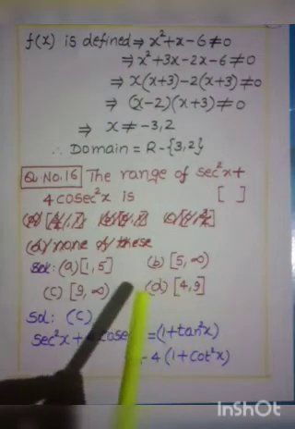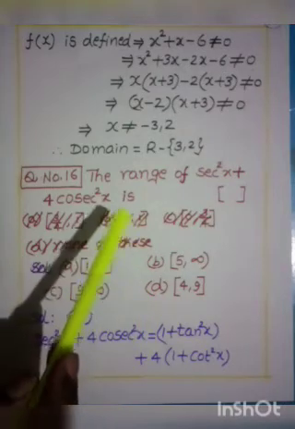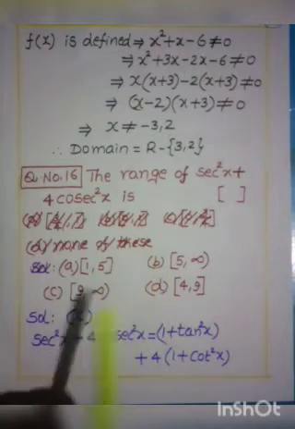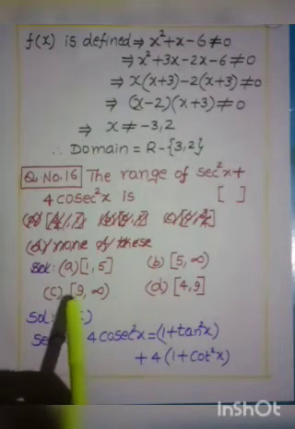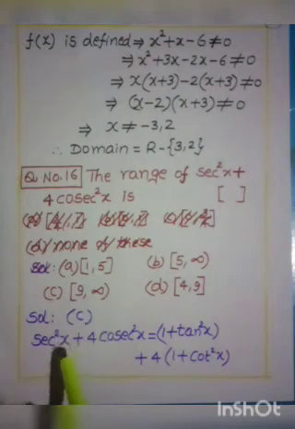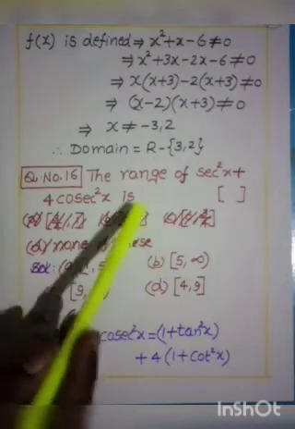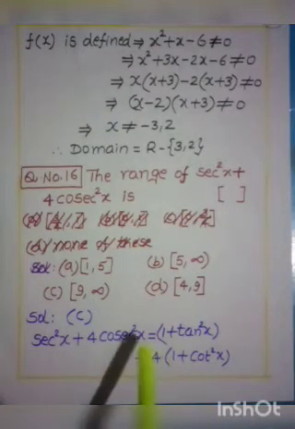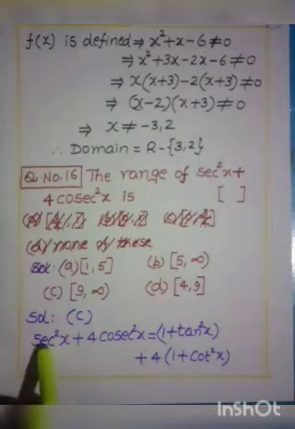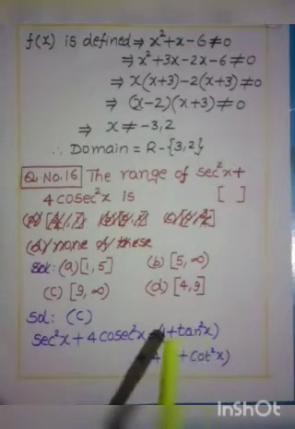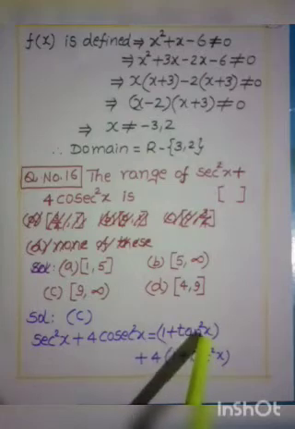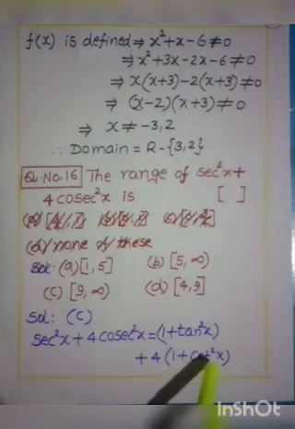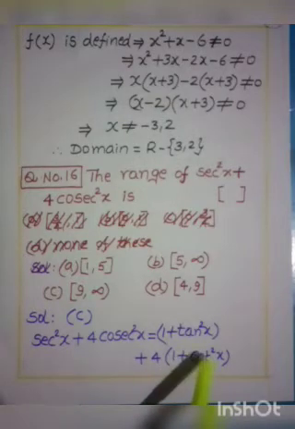Here the question is given based on the finding range of a given function. Out of all these four options, third option is correct. That is close interval 9 comma infinity. Let us see the explanation. Let us take the given function secant square x plus 4 cosecant square x. Okay, my dear children, that is equal to secant square x is nothing but 1 plus tan square x by using the trigonometric identity, plus 4 into, here cosecant square x can be written as 1 plus cot square x. This is also a trigonometric identity.